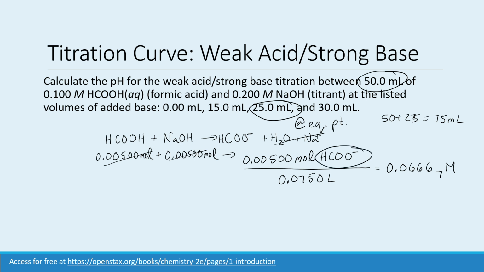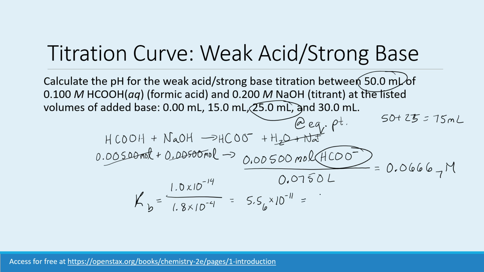Okay, and that is of course the concentration of the weak base. So we're going to need to use the Kb expression for a weak base. Remember, we were given Ka, so Kb will be that Kw value, 1 times 10 to the negative 14th, divided by the Ka that we know, which is the 1.8 times 10 to the negative 4th. And we get Kb equals 5.56 times 10 to the negative 11th.